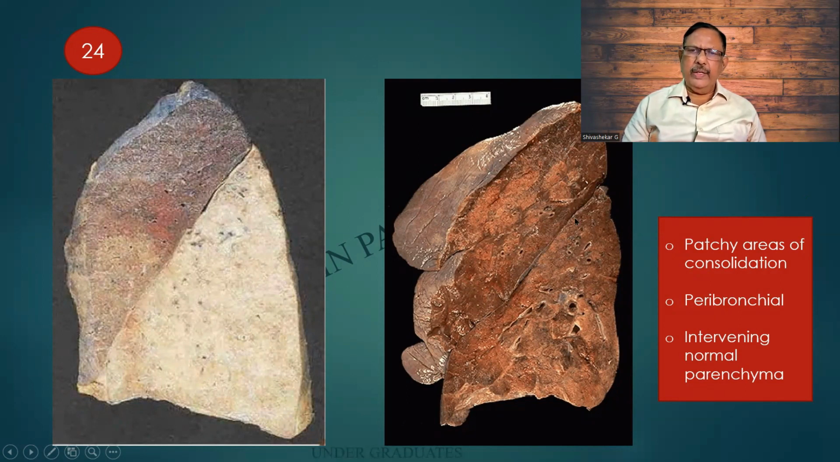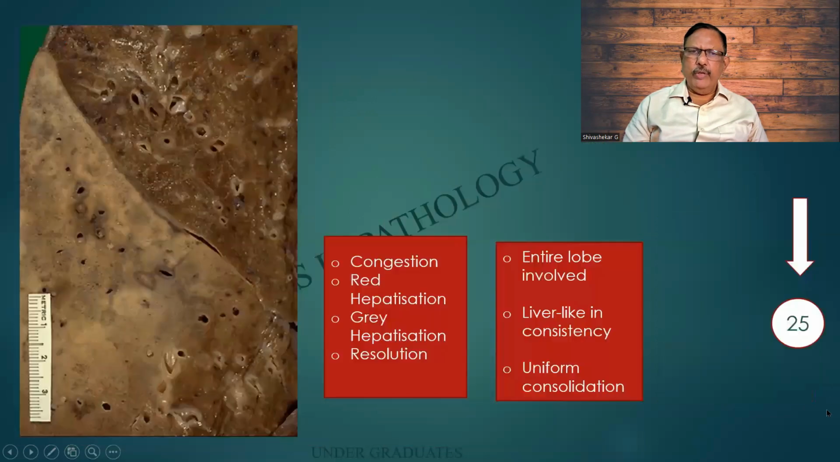So there are intervening normal areas, but look at this pale, patchy, irregular areas of consolidation. Sometimes they can all join together and form a larger area. So this is a case of a bronchopneumonia, and this is a lobar pneumonia. And these are the features of a bronchopneumonia.